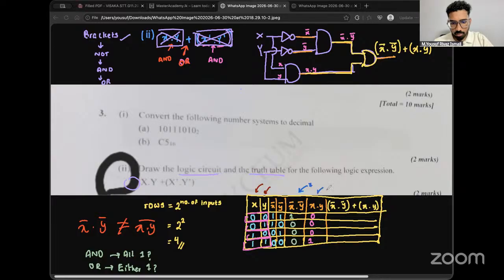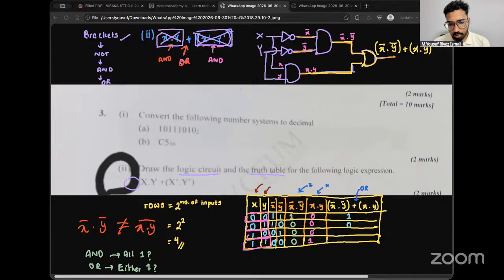X dot y is this column. So we're going to compare both these columns using the plus. Plus means OR gate logic. OR gate checks whether either one of the inputs is one. If you compare these two, is either one of the inputs one? Yes. Next row, is either one of the inputs one? In the second row, if you compare both columns, is either one of the inputs one? No. So I mentioned zero.